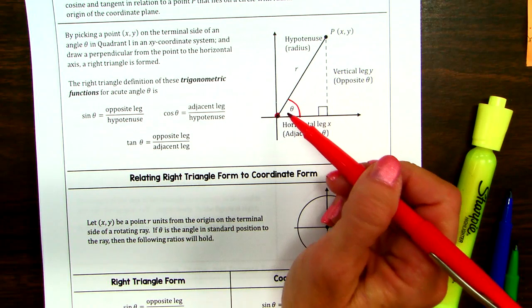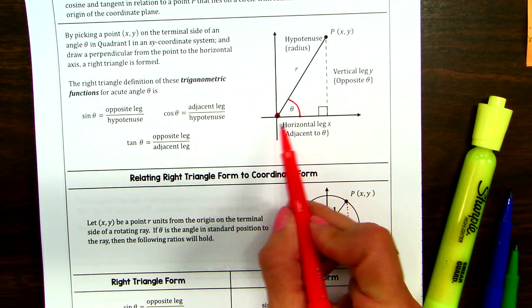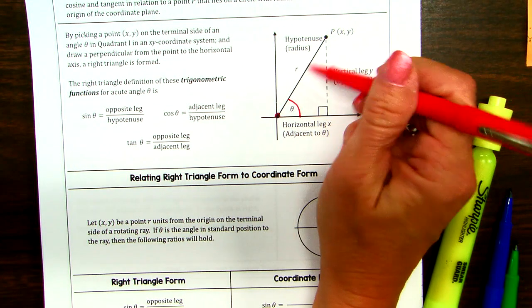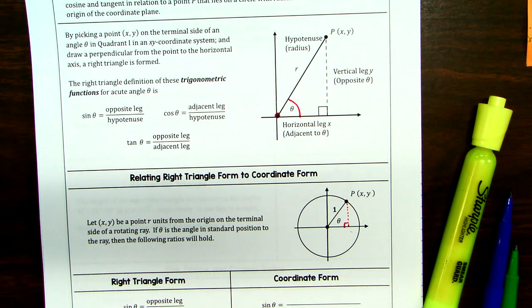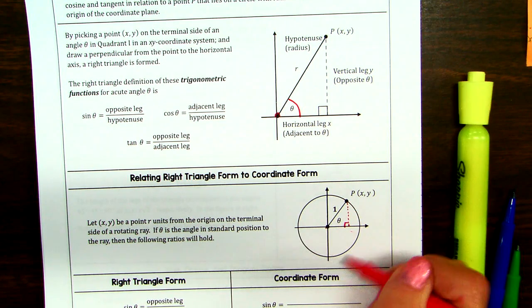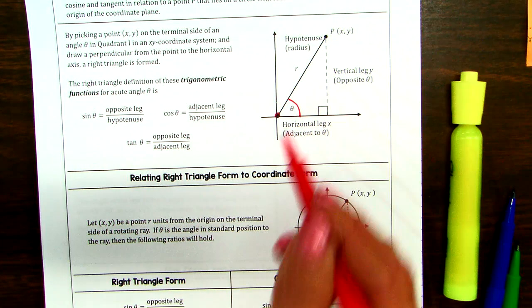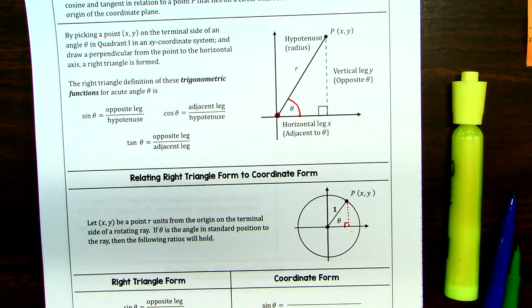And in relation to this theta, you have an opposite leg, you have an adjacent leg, and you have the hypotenuse, okay? And the radius and hypotenuse are the same thing, because the radius is just from the center to any point on the circle, and for us, it's also the hypotenuse of a right triangle, okay?